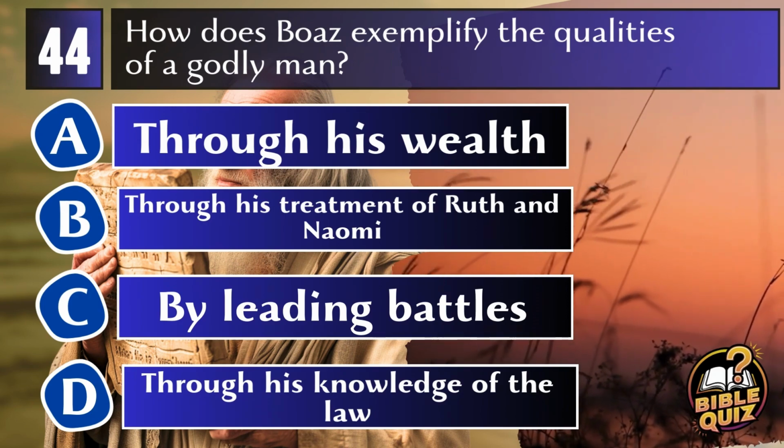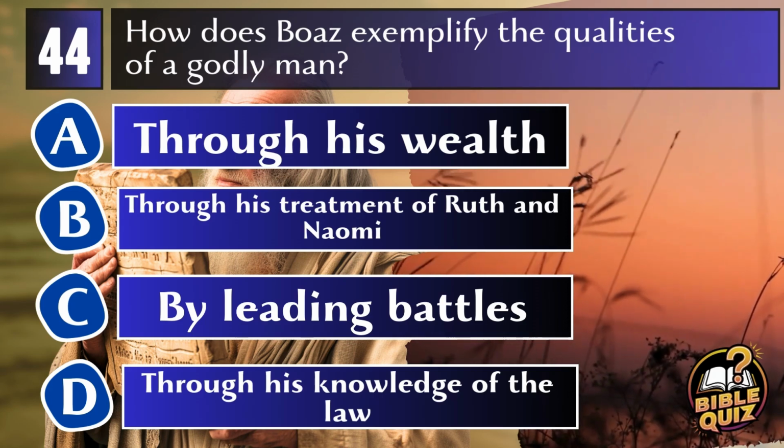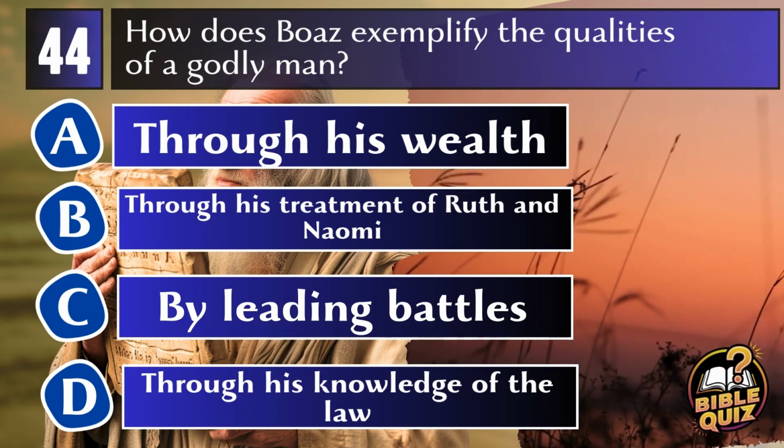A. Through his wealth. B. Through his treatment of Ruth and Naomi. C. By leading battles. D. Through his knowledge of the law.